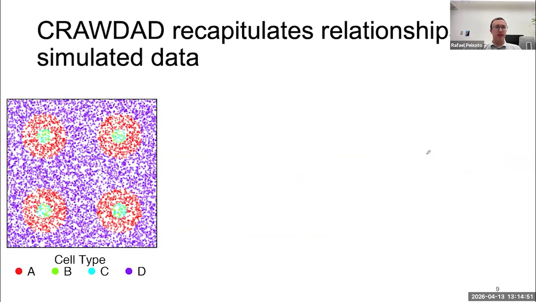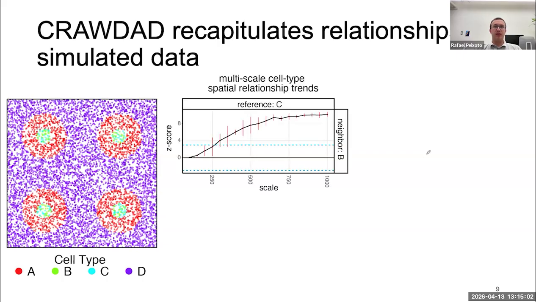And once everything is done, once you repeated this process for all the permutations in grid and all the permutations in length scale, you come up with a z-score trend. So here what we have on the y-axis is the z-score, on the x-axis is the scale, and for each scale, which is the size of the squares that we use to shuffle the data, you have a z-score.